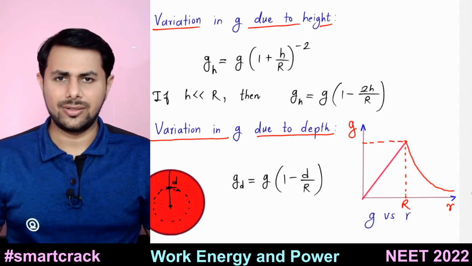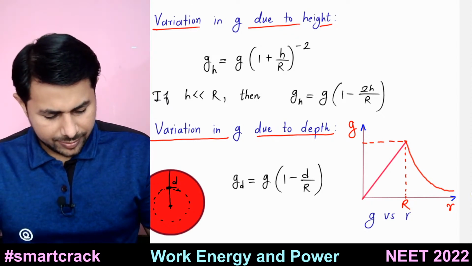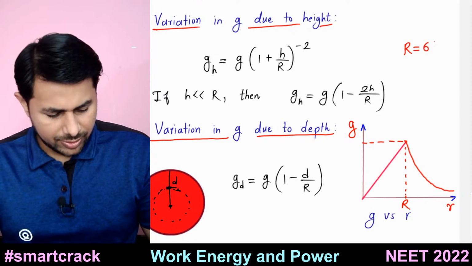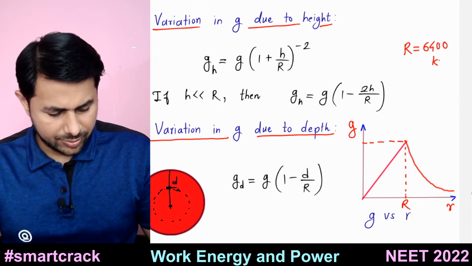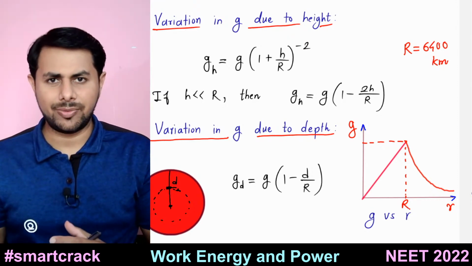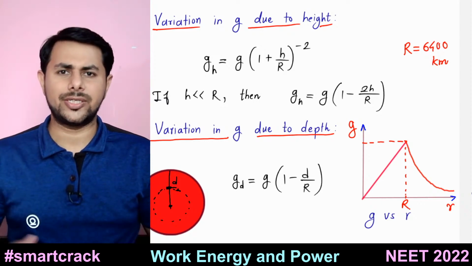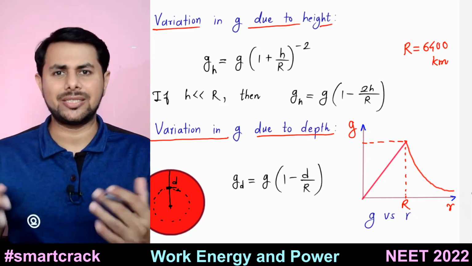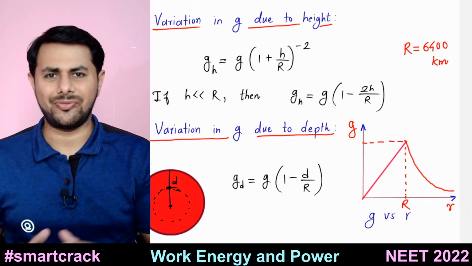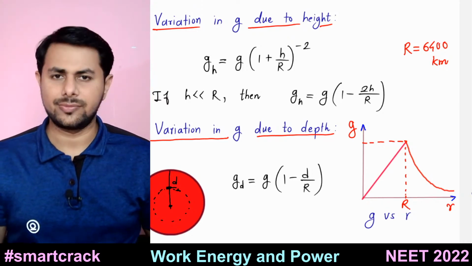The radius of Earth is equal to 6,400 kilometers. So what is very small compared to this? It will be some 32 kilometers up to 60 kilometers, at max 100 kilometers. It's very, very small, and then we can use this formula.